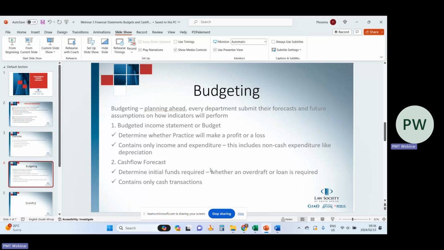And even our assignment requires a budget, which is our budgeted income statement, and it also anticipates a cash flow. So when you are preparing them, you have to present them separately. Our cash flow forecast feeds more from the budgeted income statement. And now we are just having a look at how we are going to collect our income.